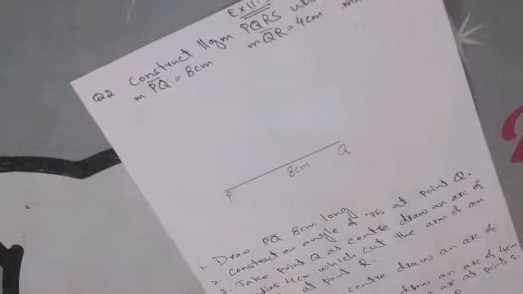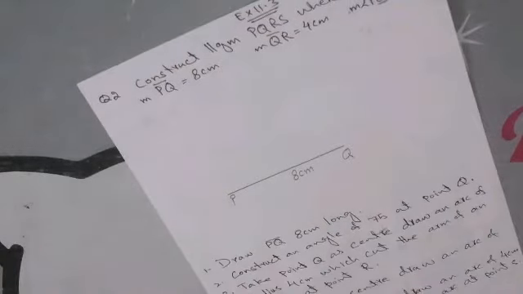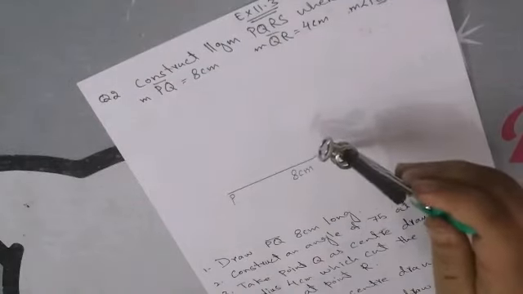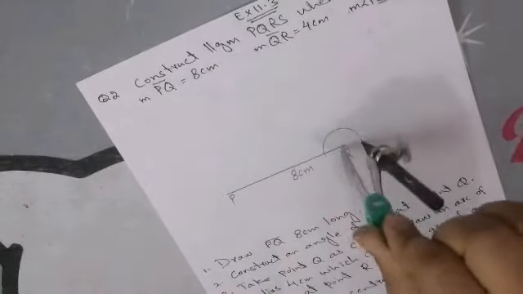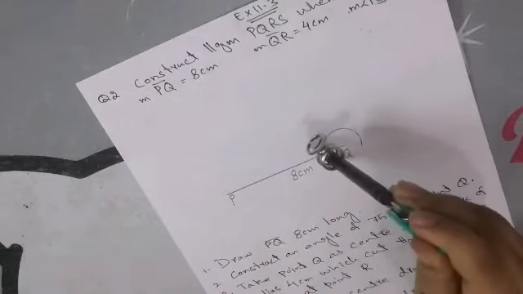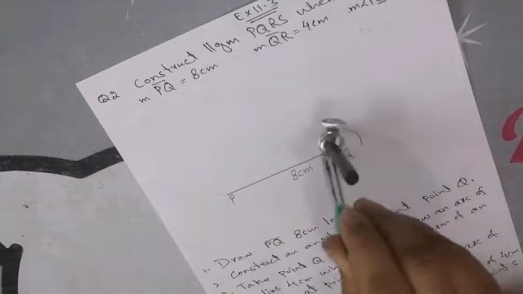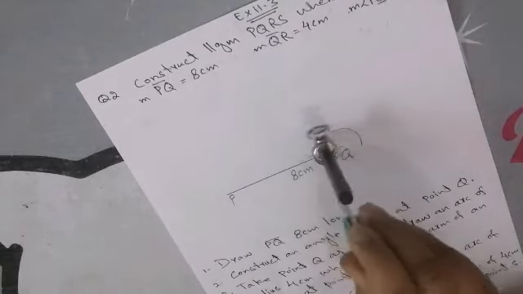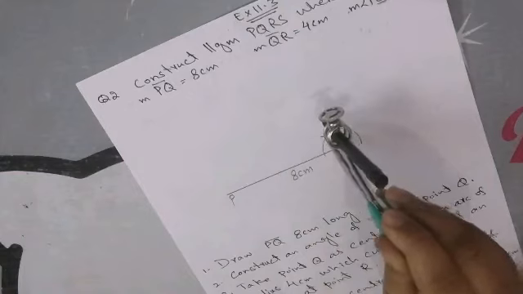Eight centimeter. At point Q, you draw an angle of 75 degree. For this, first of all, you draw angle of 90 degree. Look, slightly open your compass. Then you draw this first arc. This is 60 degree. You know that in first question we done.